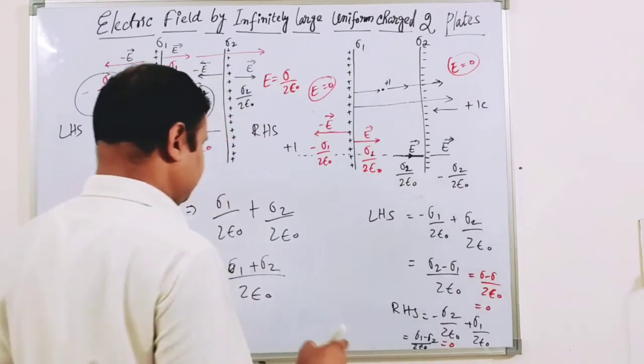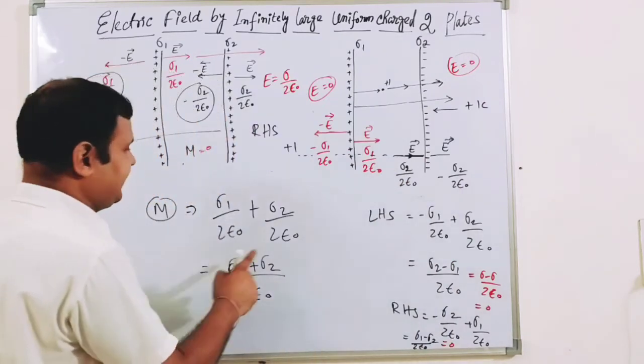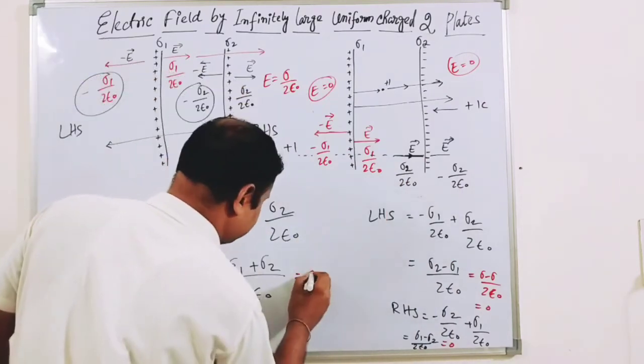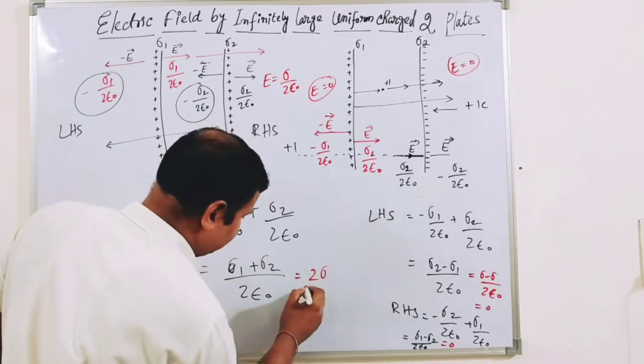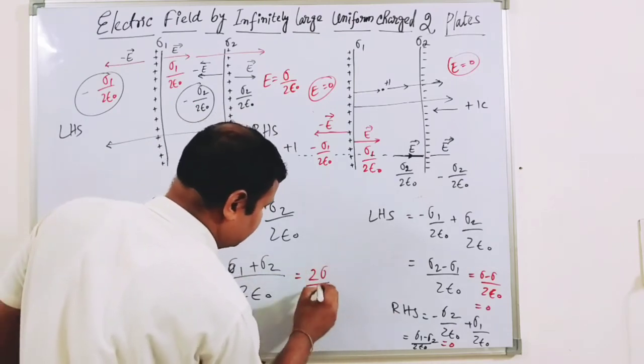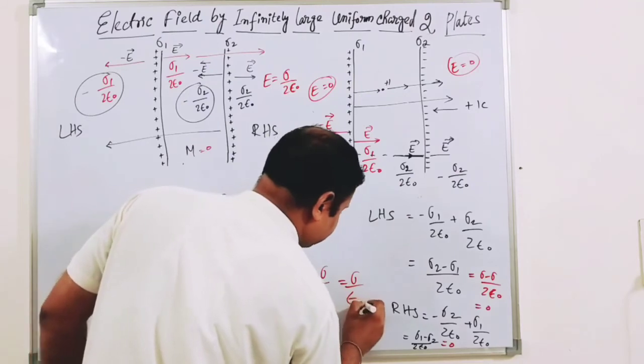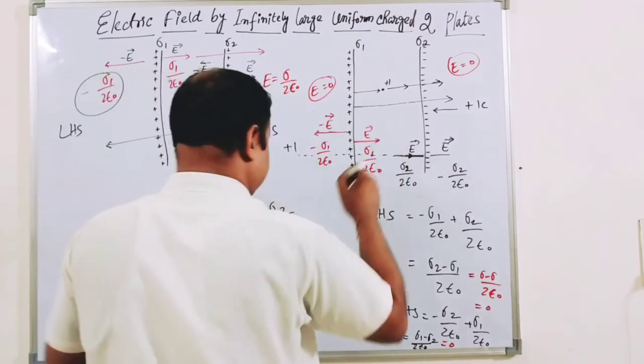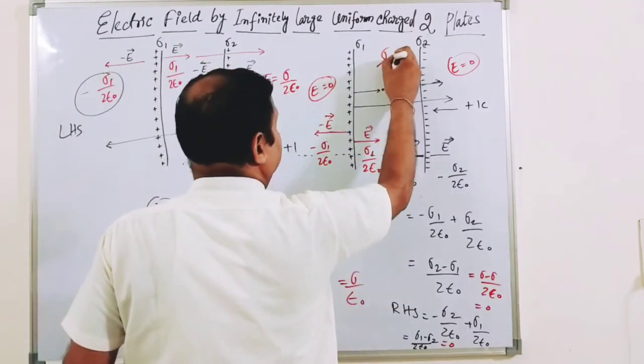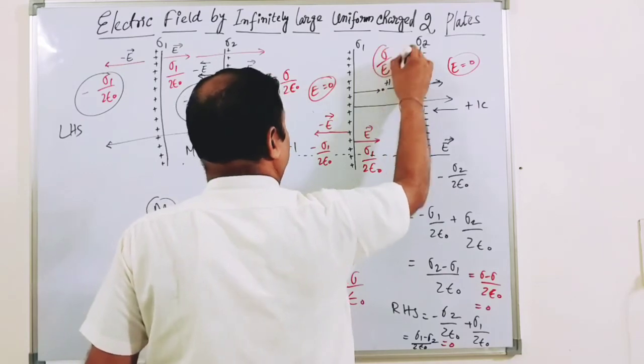And in the middle, what is happening? In the middle it is sigma 1 plus sigma 2, that is 2 sigma by 2 epsilon naught. So this is sigma by epsilon naught in the middle.